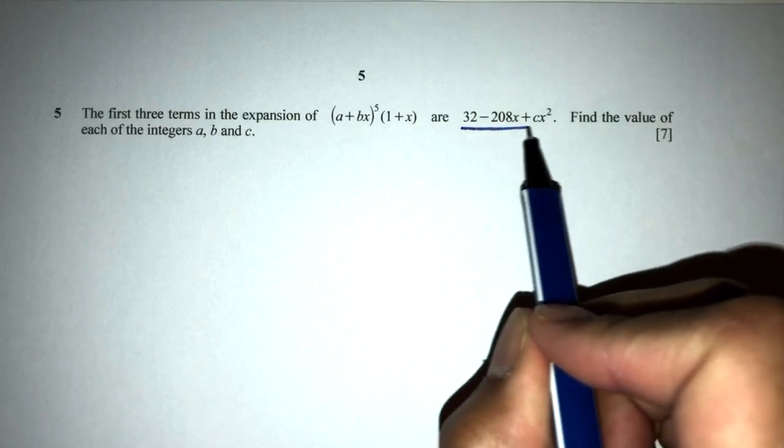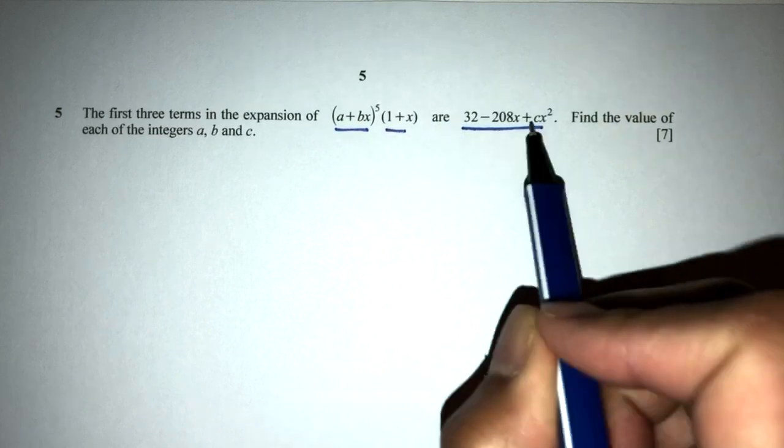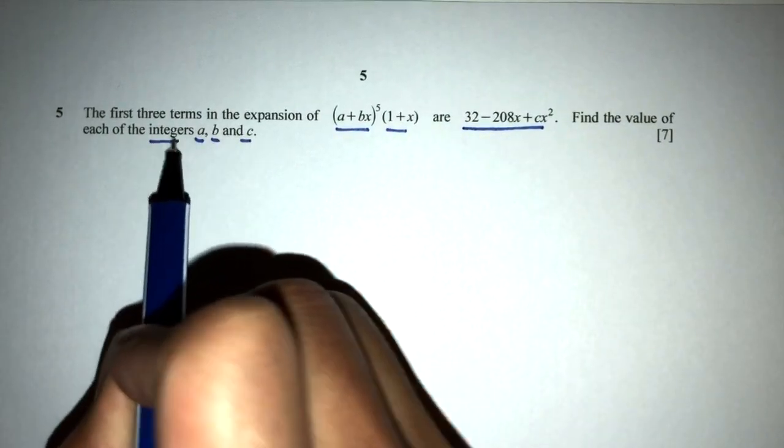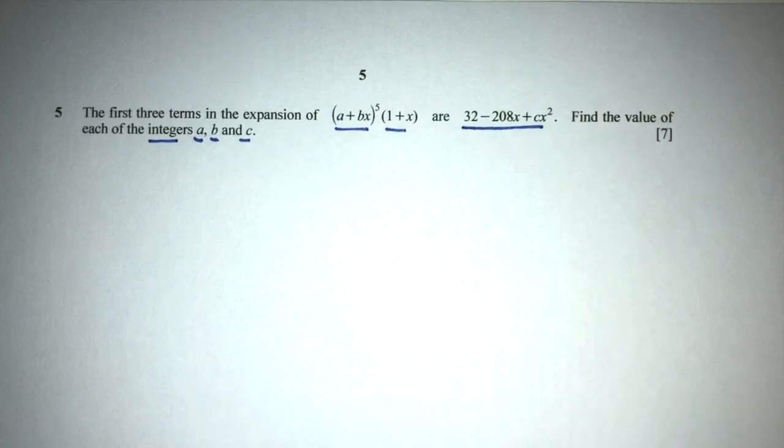Okay, so let's move on to question number 5. The first three terms in the expansion of this are given to you by this. Okay, so if you want to expand this, you will get this. Find the value of each of a, b, and c. Now integers or whole numbers can be positive or negative, but a, b, c have to be whole numbers.